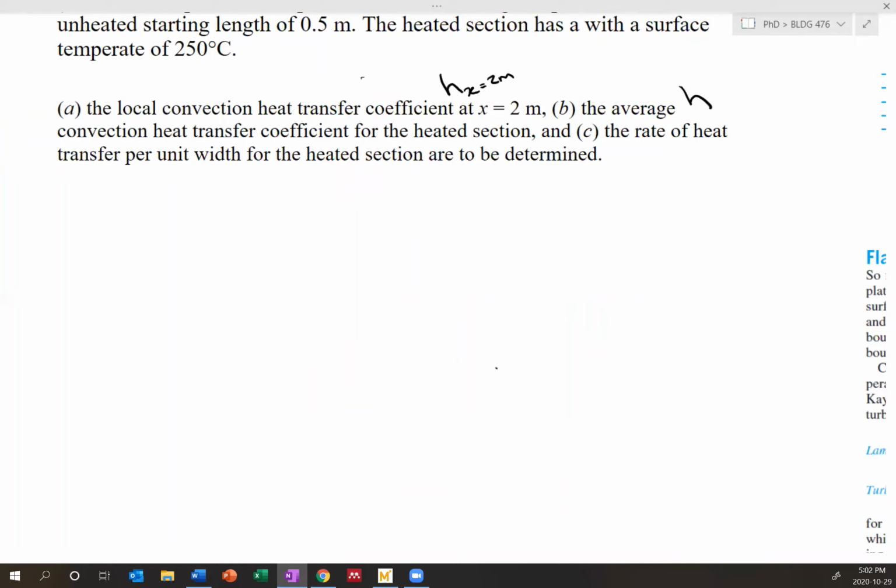So we'll try to get some of the equations down in the limited time we have. The first thing we're going to do is find our Reynolds number at x equals L. Again, we're finding our Reynolds number at our full length, even though the first 0.5 meters is unheated. That's because our Reynolds number is talking about the flow, and the flow starts to develop right at the beginning of the plate.